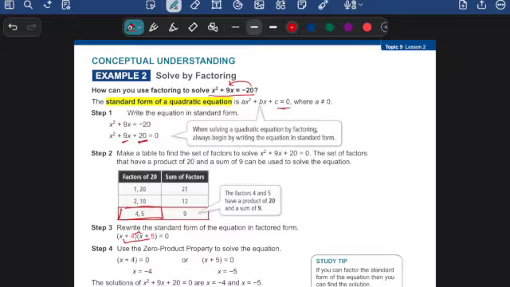Once you have your two factors, your two binomials, you split them apart. Because it's equal to 0, we can use the zero product property, set each factor equal to 0, and then solve for x using your opposite operations. So our solutions for this equation, x equals 4 or x equals -5. And you will write it like this. You can write it with and in the middle.